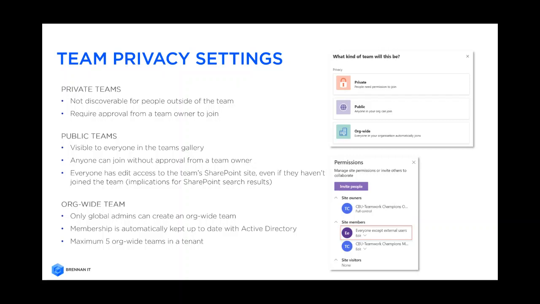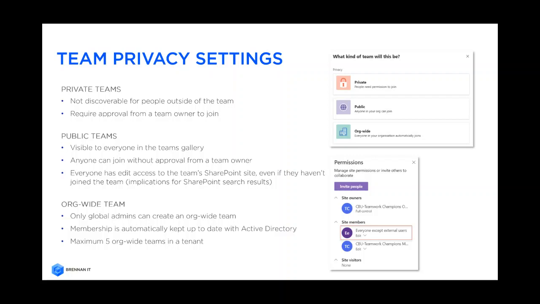Public teams are visible to everyone, and they can see that in the Teams gallery, which I'll show you in the demonstration at the end. So anyone can join these teams without approval from a team owner. In the Teams gallery, you'll see a Join Team button. You click that and you're a member of that team straight away.